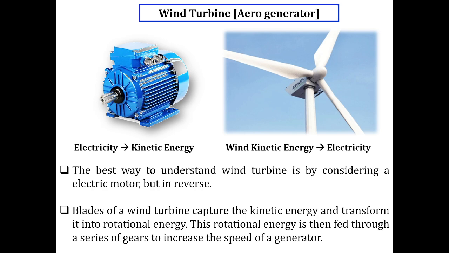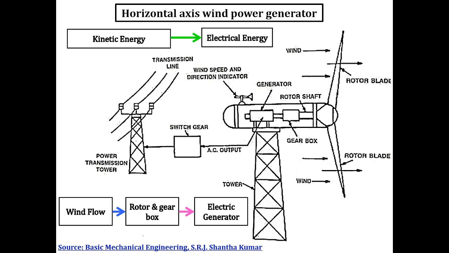Next slide. Horizontal axis wind power generator. This slide shows a horizontal axis wind power generator. The wind flows toward the rotor blades. The blades capture the kinetic energy of the wind and rotate the rotor shaft. The shaft is connected to a gearbox. The gearbox increases the rotational speed before transmitting it to the electrical generator.